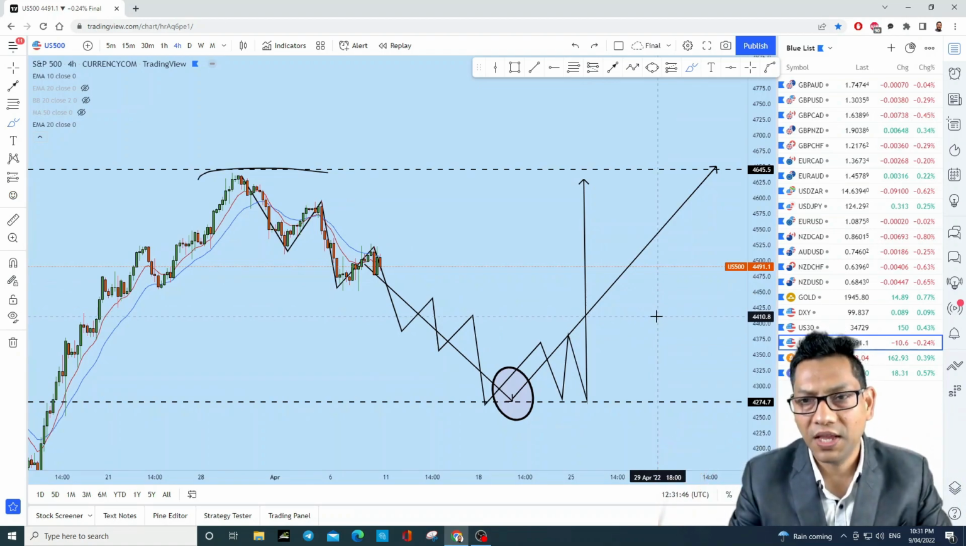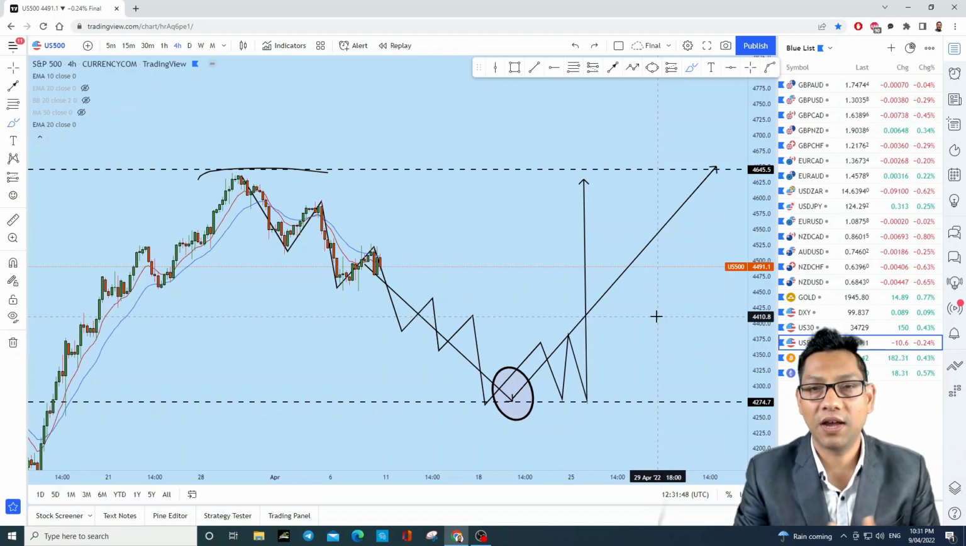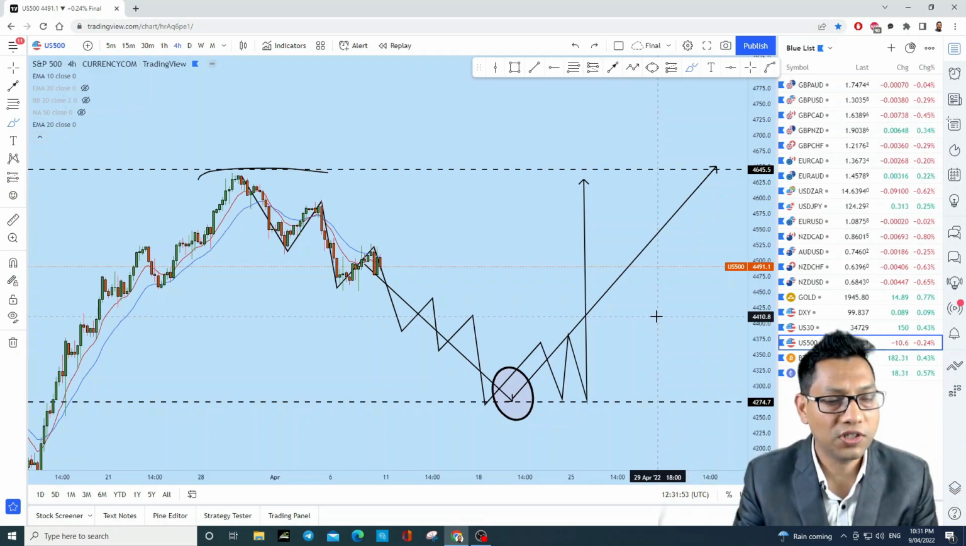These are all the currency pairs, cryptocurrencies and indices. This is the weekly forex forecast.